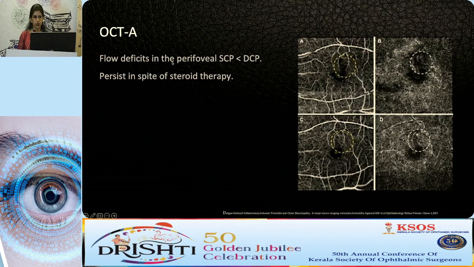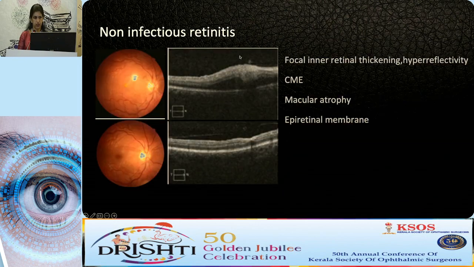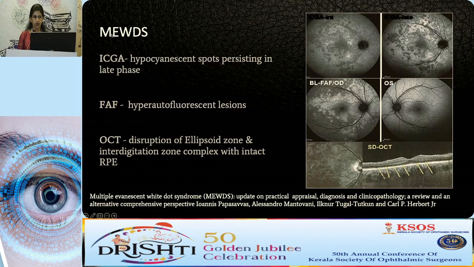So OCT angio again shows... coming to the multiple evanescent white dot syndrome. So in the white dot syndromes, the FAF will give you a clue to what is happening. So in MEWDS we have the hyper autofluorescent lesions here. And on ICG, you have hypocyanescent spots which persist into the late phase. OCT shows disruption of the ellipsoid zone and the interdigitation complex with an intact RPE.